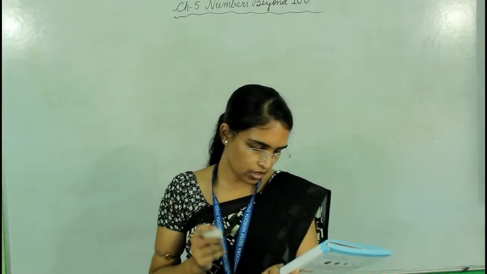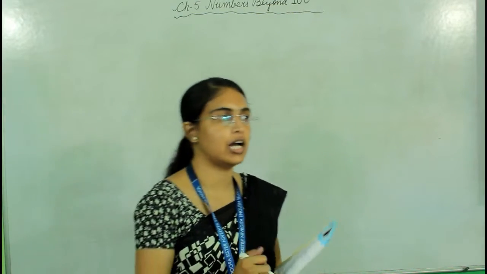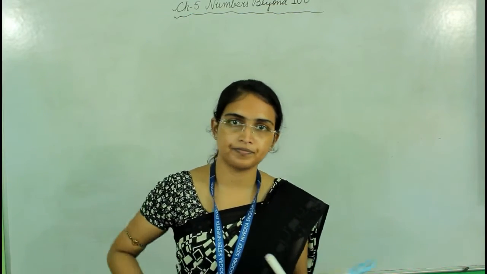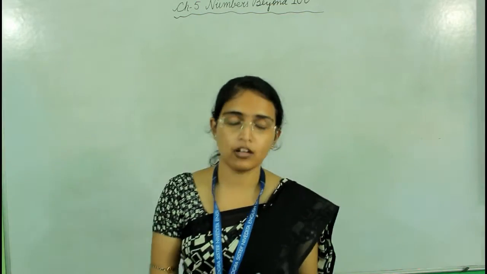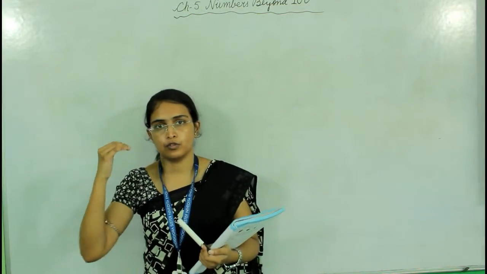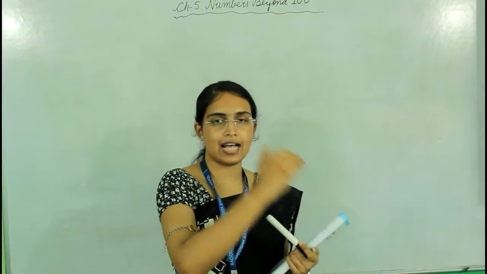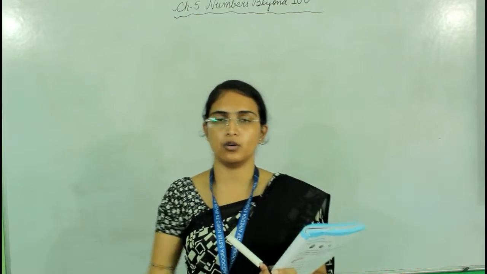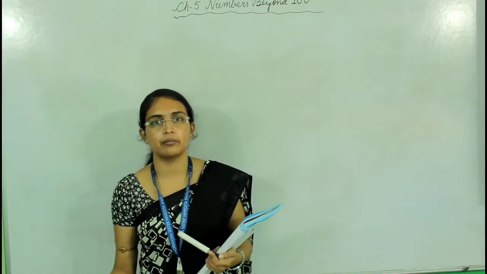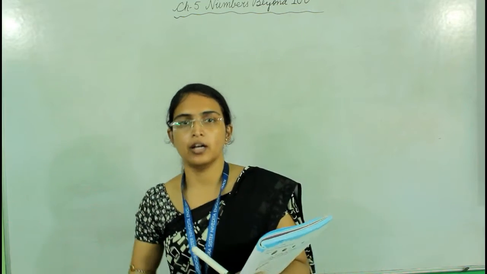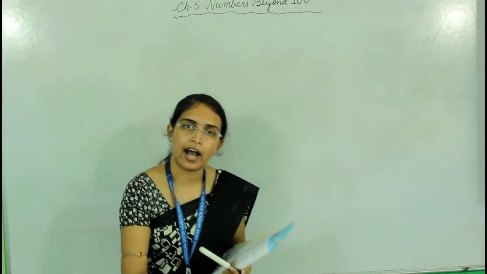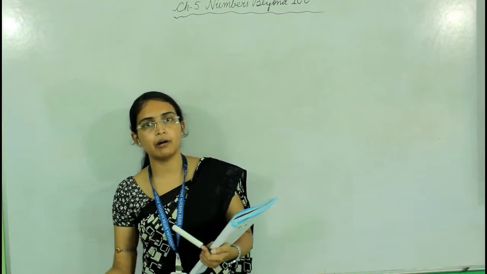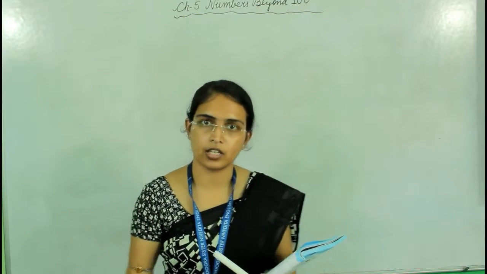Now we will do ascending and descending order. Now, do you know what is ascending order? Ascending order means smallest to biggest, छोटा से बड़ा, okay? And descending order means बड़ा से छोटा. The other name of ascending is increasing, and the other name of descending is decreasing.